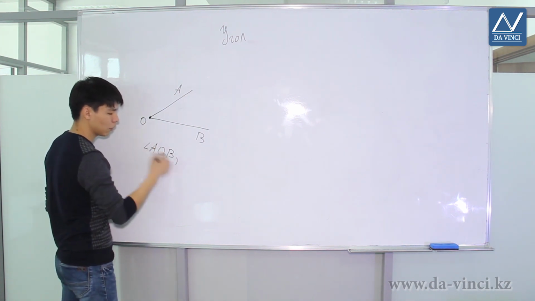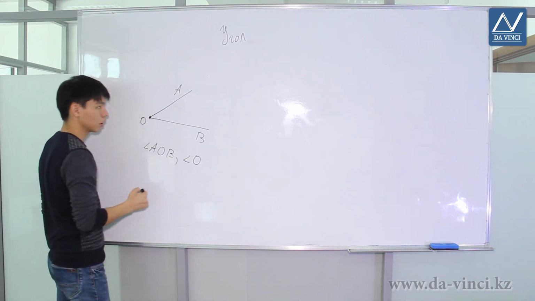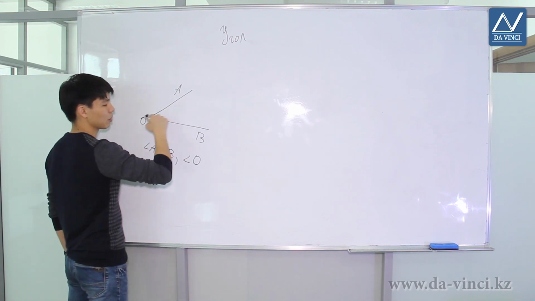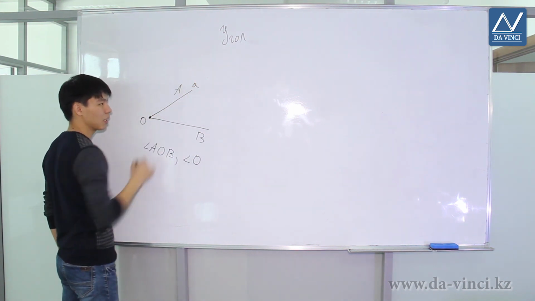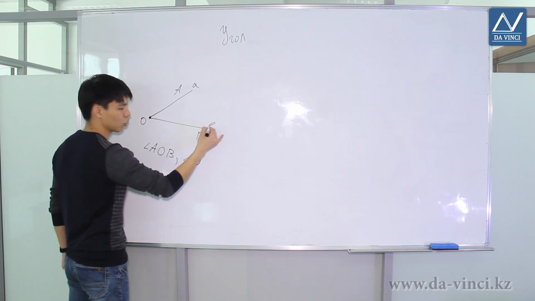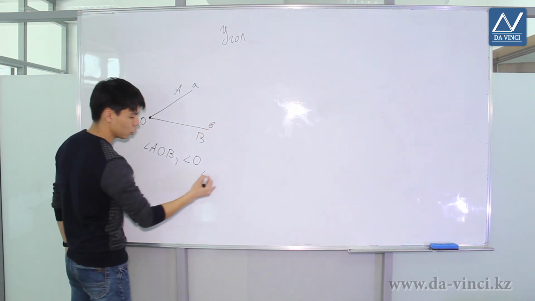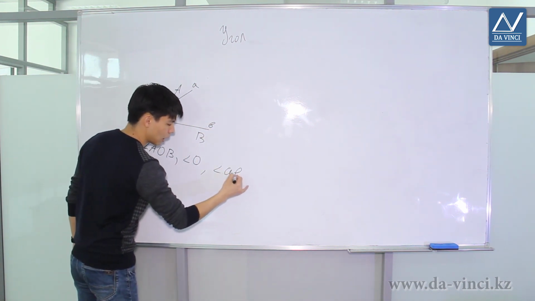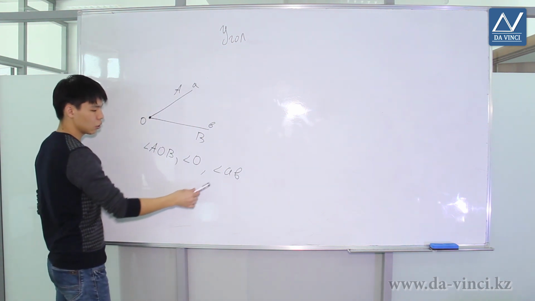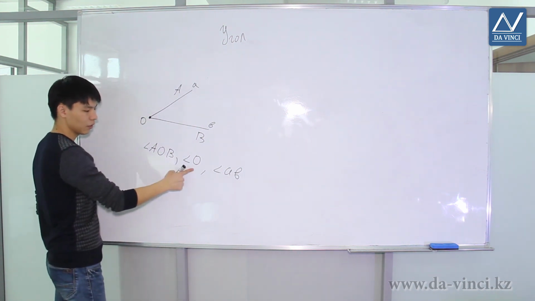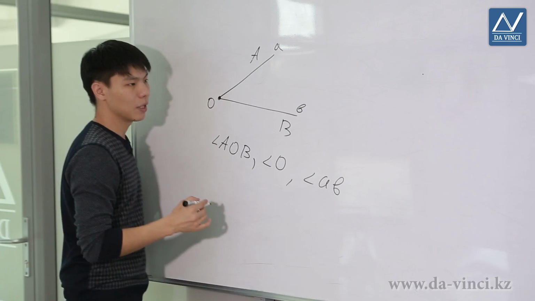Sometimes they simply write at the top just angle O. Also sometimes it is denoted as follows. If this ray is denoted by the lowercase letter a, and this ray by the lowercase letter b, then this angle can be denoted as angle ab. Frequently, it is more convenient to use either this or this designation.